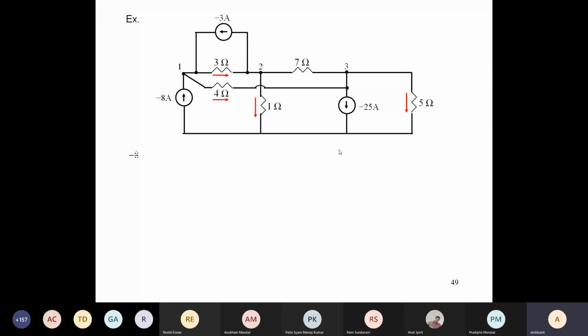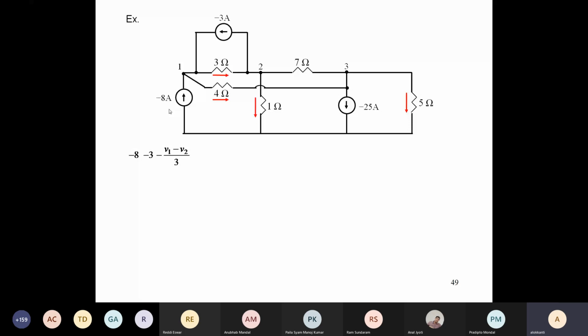Which one are you telling? Leftmost branch means this one. The branch which has 8 ampere written, that should be minus 8 amperes. No, I have written minus 8 only. I'm not able to see the negative sign. So that may be some other issue, but it is written minus 8. Others can see? Yes, sir, it's minus 8, it is visible.